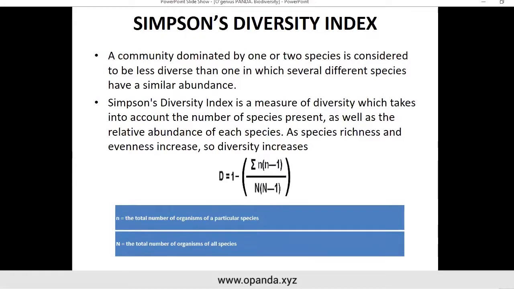But first of all, let's see the formula of Simpson's diversity index calculation, whereby D is equal to 1 minus bracket, first of all, numerator summation of small n, bracket n minus 1, over big N, bracket big N minus 1, whereby small n means total number of organisms of a particular species, and big N is the total number of organisms of all species.